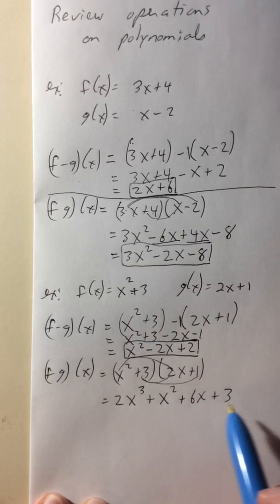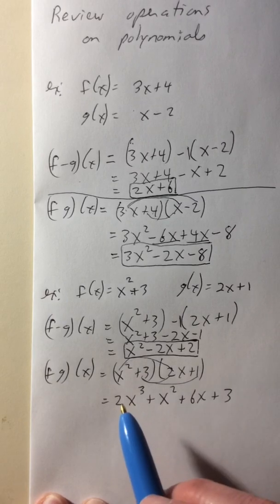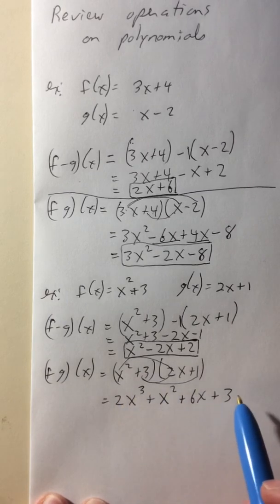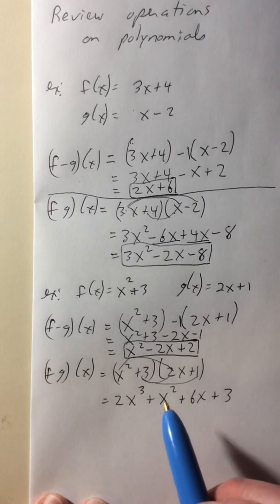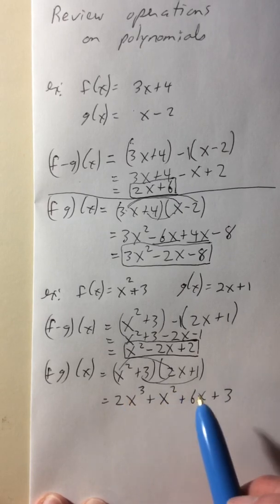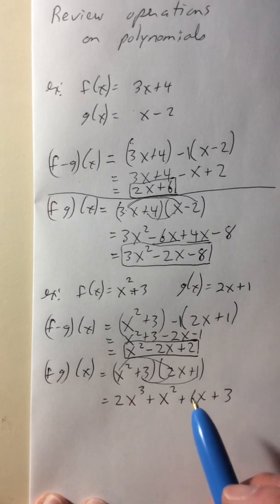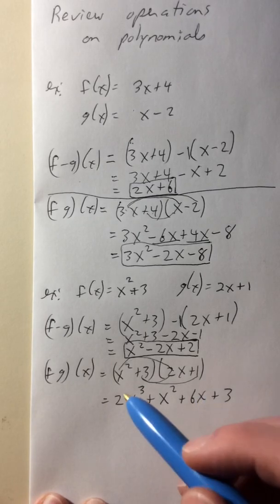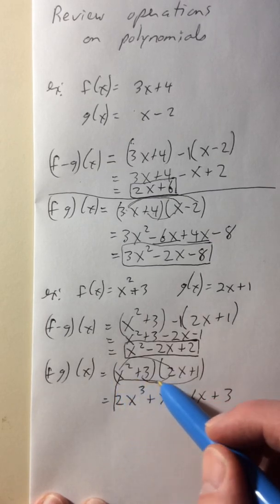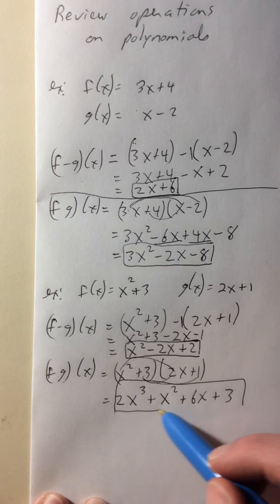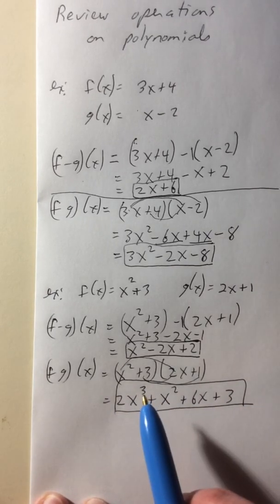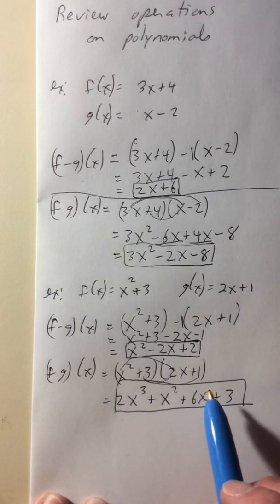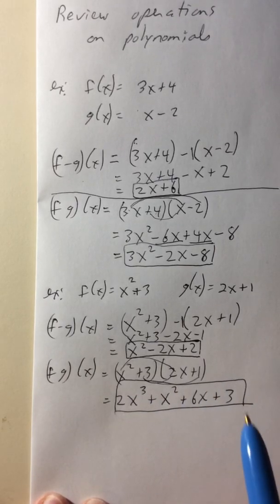And if we look here, we look for like terms to combine. We got 2x cubed, no other x cubed, so we don't combine that with anything. We got an x squared. There are no other x squared, so we can't combine that with anything. Same with the 6x, same with the 3, and this is the answer. And you notice this is already in descending order of powers: 3, 2, 1, and then no x here, so no power there.